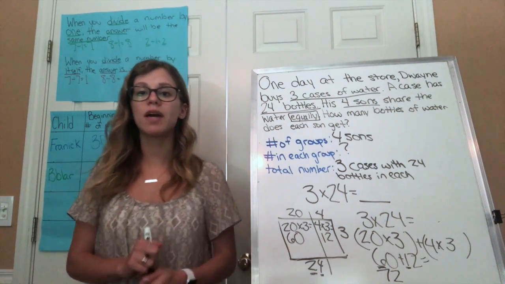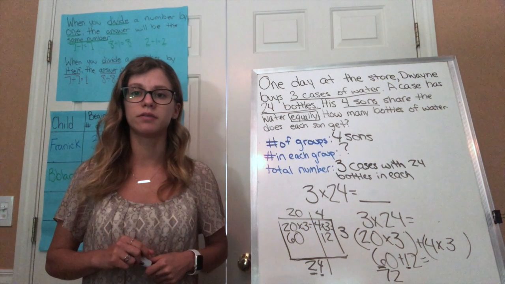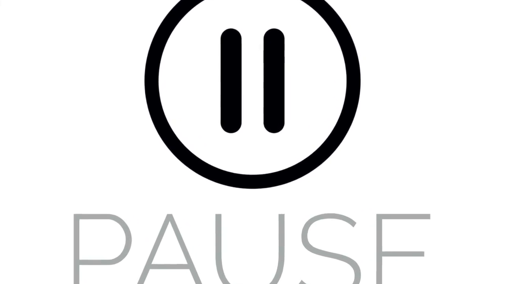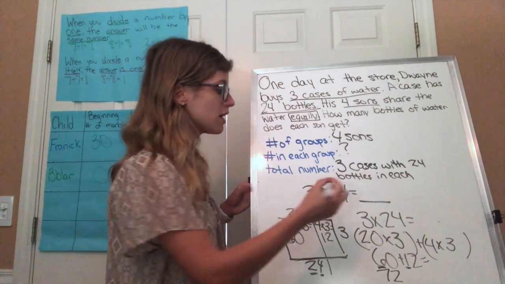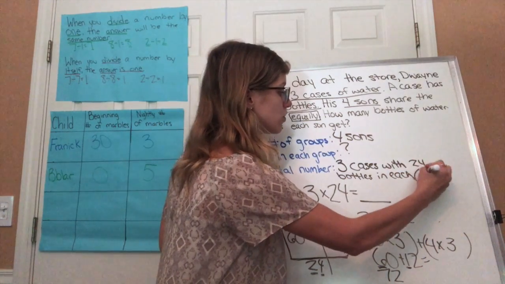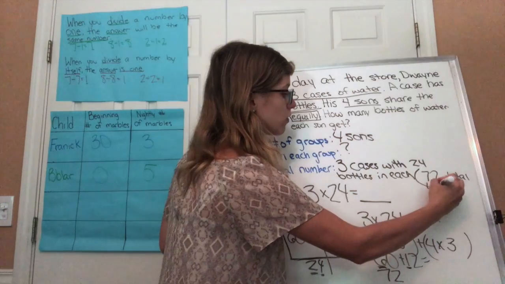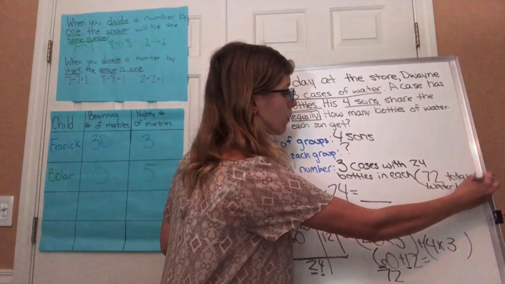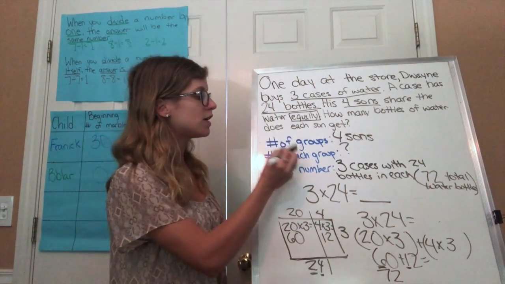Pause me and think about, am I done with this story problem? Can I say that the answer is 72 and walk away? I'm not done with the story problem yet, because all I did so far is figure out that there's 72 total water bottles. But what I'm trying to figure out right now is the number in each group.